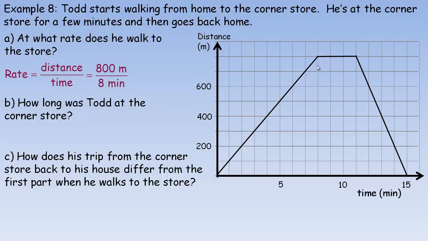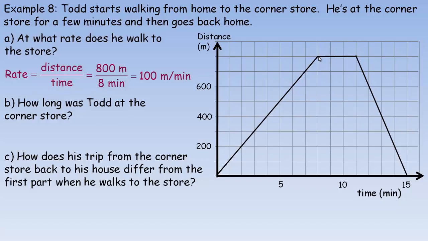So the distance he actually walks from here to here is 800 meters. Notice every block here would be 100, 200, 300, 400. So this would actually be 800 because it's 700, 800, it's 200 above the 600. So that rise is 800 meters in, okay, that's 5, 6, 7, 8 minutes. So 800 meters divided by 8 minutes, if we divide 800 by 8, you get 100. So he's walking at a rate of 100 meters every minute. So that's how fast he's walking from his home to the store.